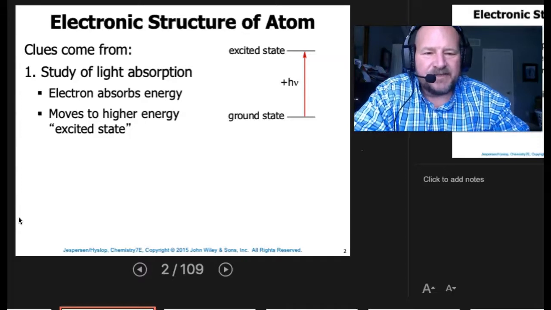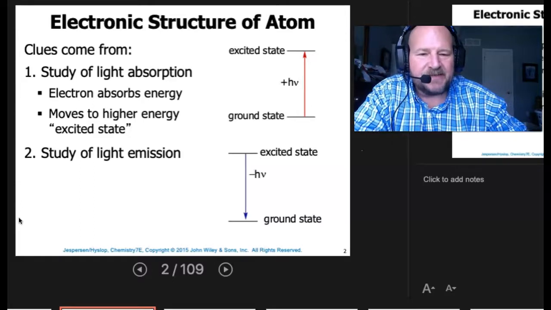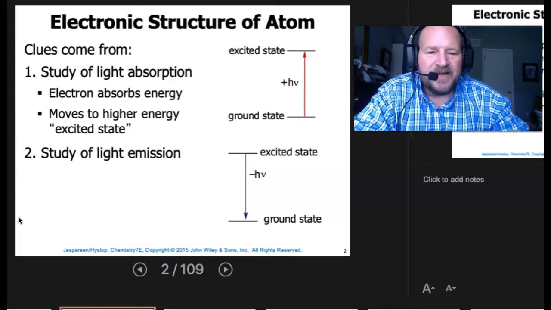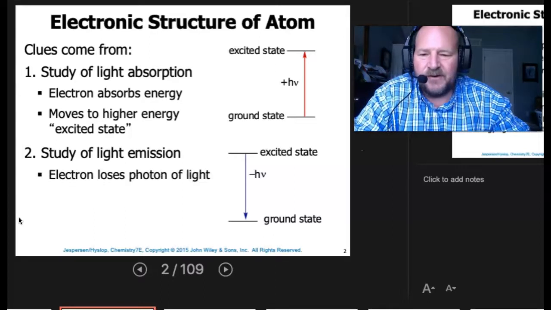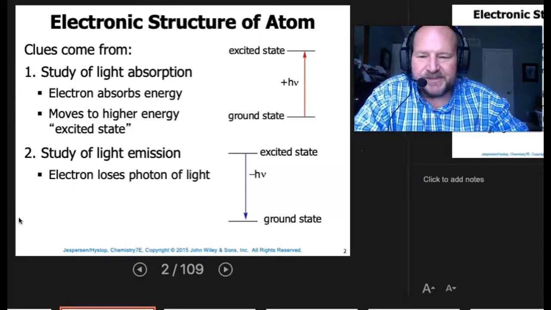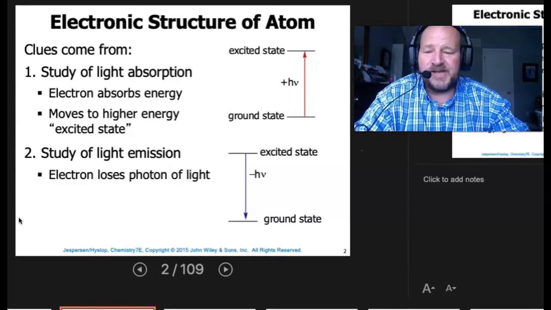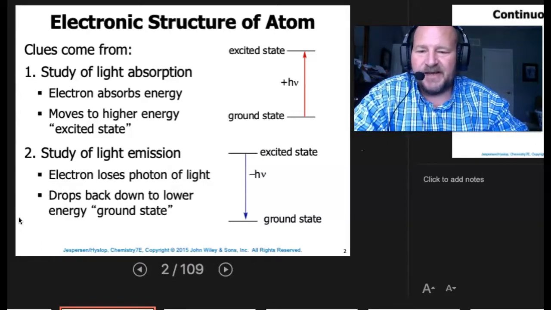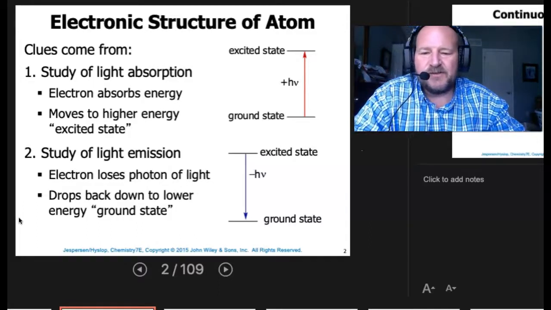Now, the other studies that come in are going to be light emission. And in that case, we have that excited state electron, and it's going to fall back down to its ground state. Okay, so then when the electron loses the photon of light, it's going to come off sometimes as visible light or as energy. And a lot of times the term we use there is it drops back down to the ground state.